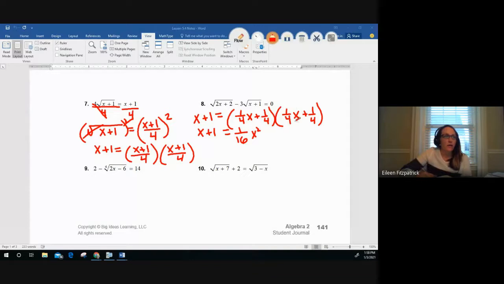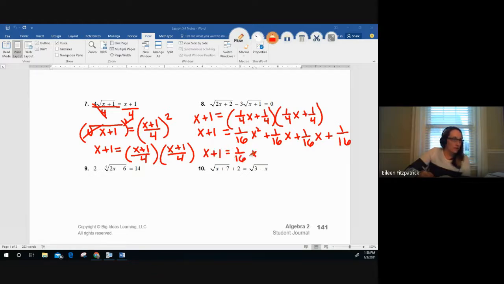The outer terms multiply to a 1/16 x. The inner two terms multiply to a 1/16 x. And the last two terms multiply to a 1/16. From there, combining like terms, I have x plus 1 is equal to 1/16 x squared. And then I have a plus 2/16, which is 1/8 if you want to simplify.